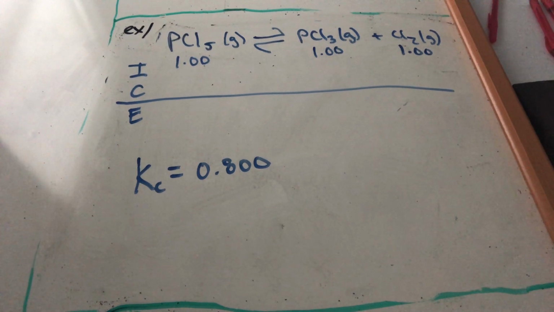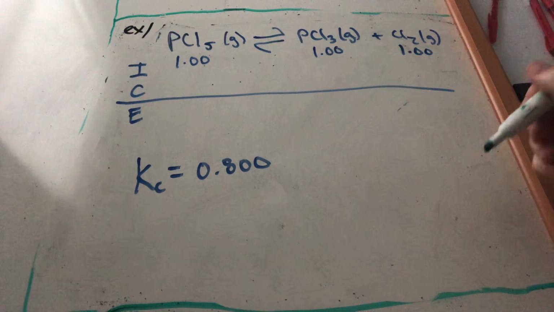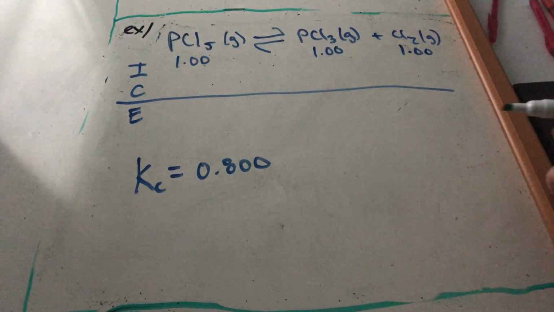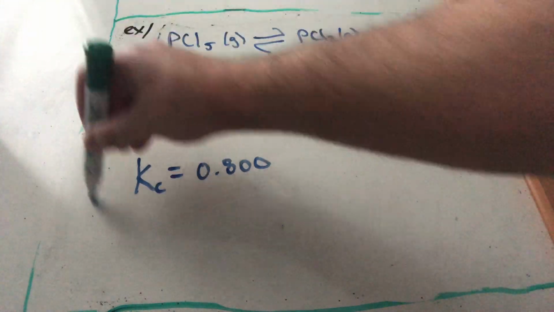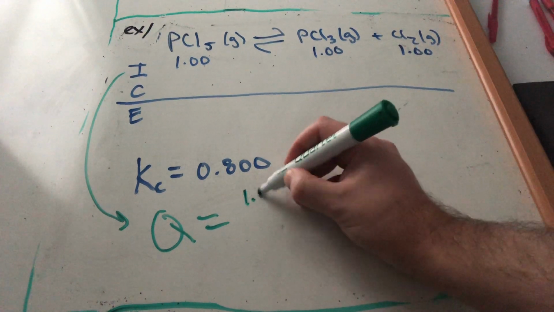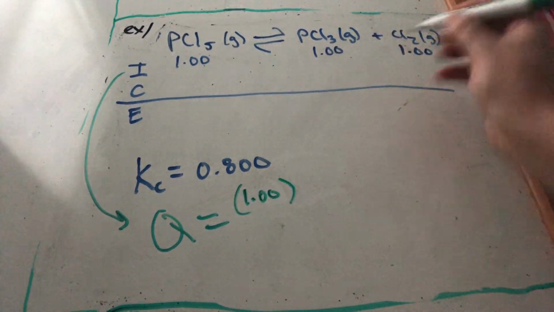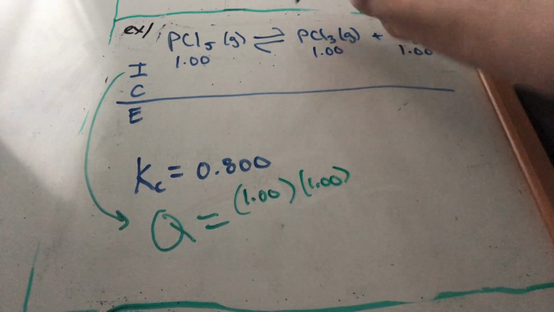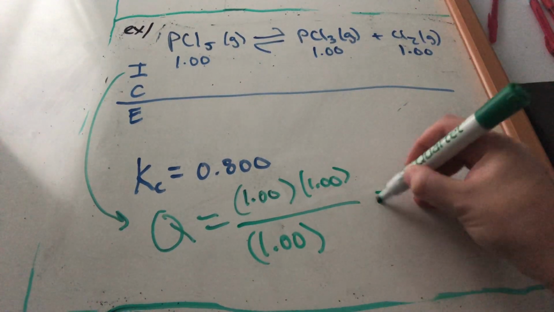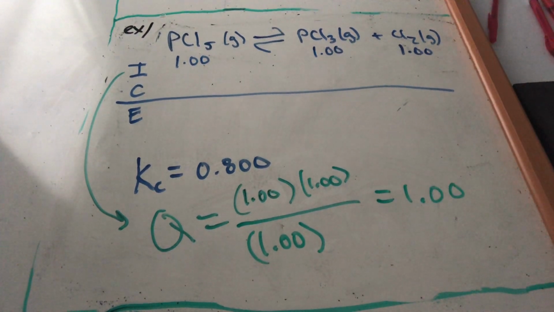Well, from here, what's the next step? So take a second, think about it yourself. Right here, we need to figure out what the rest of the ice table looks like. And the way that we do that, the next step is, right, K versus Q. So we take our I information and we calculate a Q. Well, this looks like 1.00 times 1.00, both raised to the first power, divided by 1.00. Well, that's pretty easy. We get 1.00.